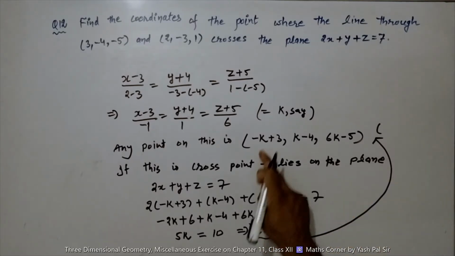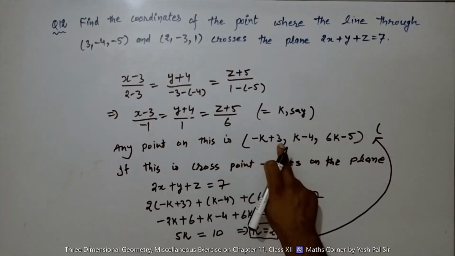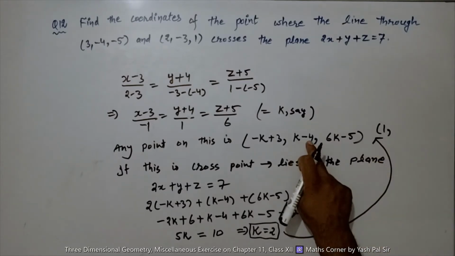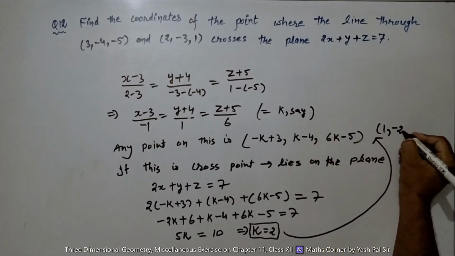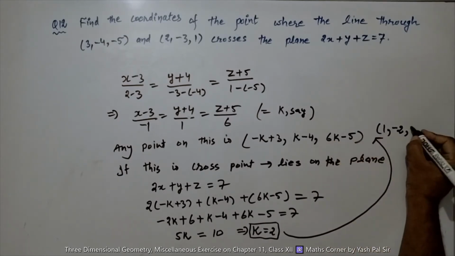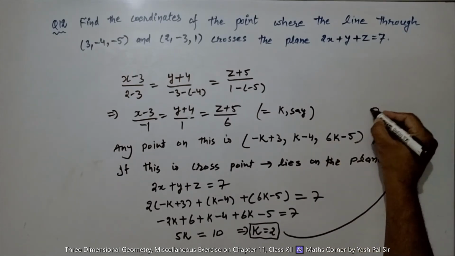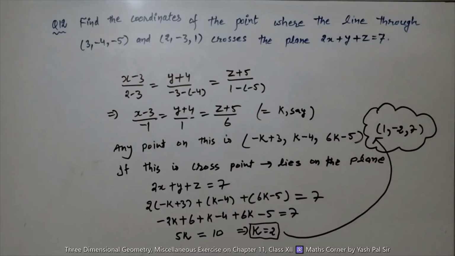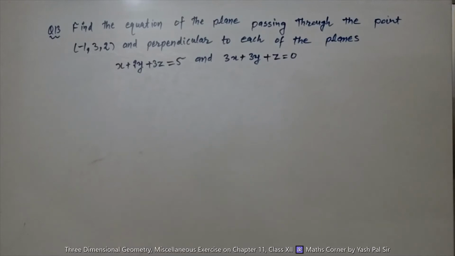The answer is now, k is 2, minus 2 plus 3. This becomes 1. 2 minus 4 minus 2. 6 into 2 12. 12 minus 5 7. So this is the required point.